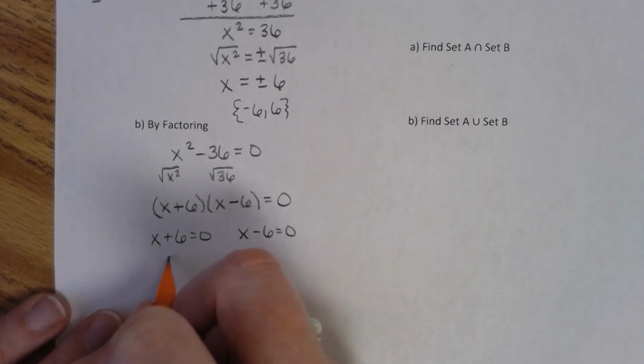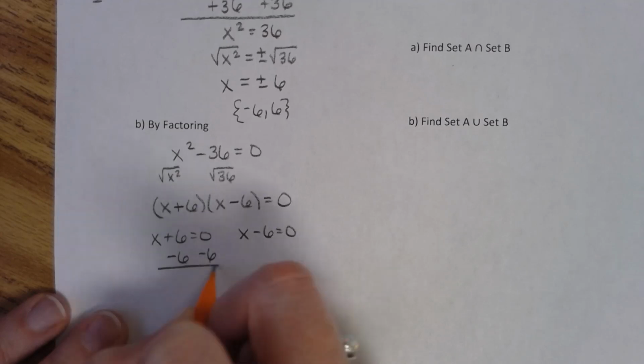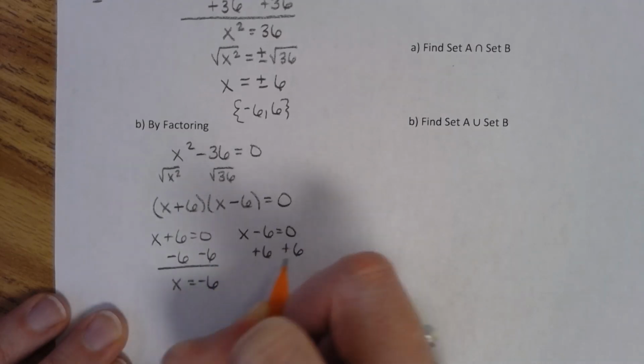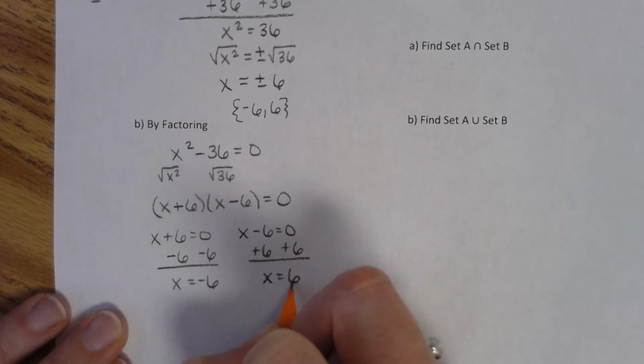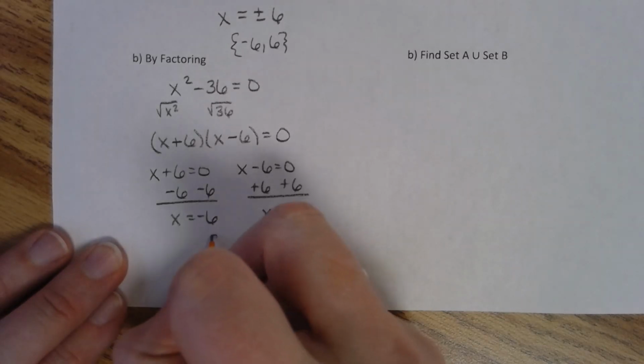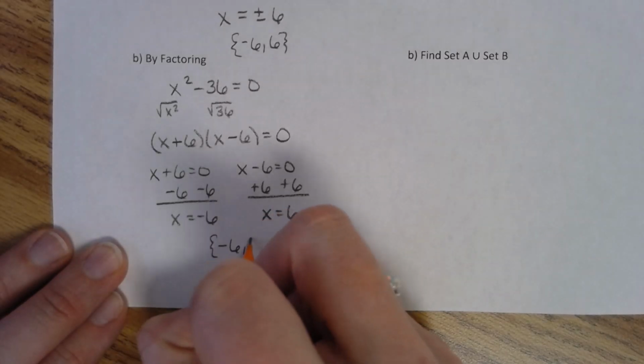The first factor, we'll subtract 6 to get x equals negative 6. And then the next factor, we'll add 6 to x to get x equals positive 6. So we notice we do get the same two solutions even though we solved it by a different method.